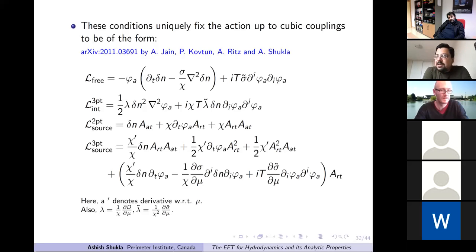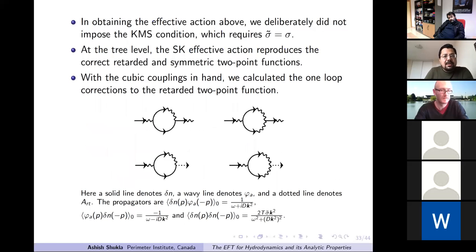Now, the KMS constraint at the level of this effective action, what it does is that it basically says that my sigma tilde here, the strength of this quadratic term in noise here, is actually equal to sigma, the conductivity that sits over here. Okay, so if I had imposed the KMS condition, I would have set sigma tilde equal to sigma, but I deliberately did not impose that condition and imposed all other constraints to construct this action. Okay. Now we will see why.